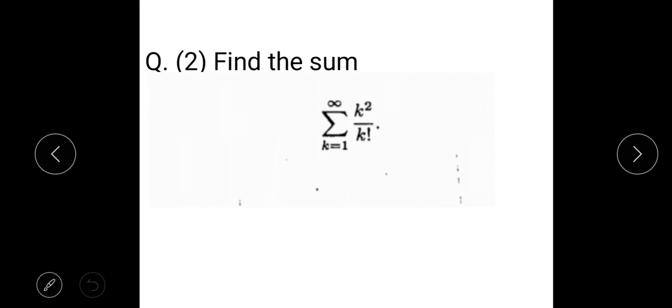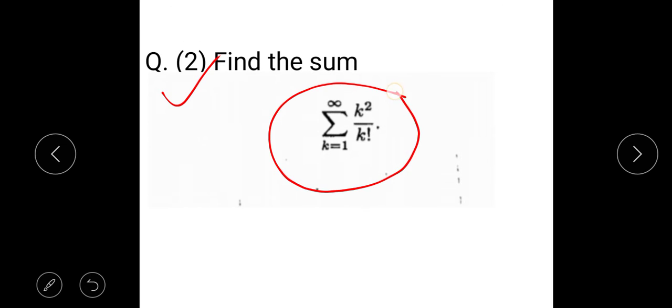Okay, let's see the next question. The question number 2 is, you have to find the sum of the series k equals 1 to infinity k square upon k factorial. Now let's see the solution.